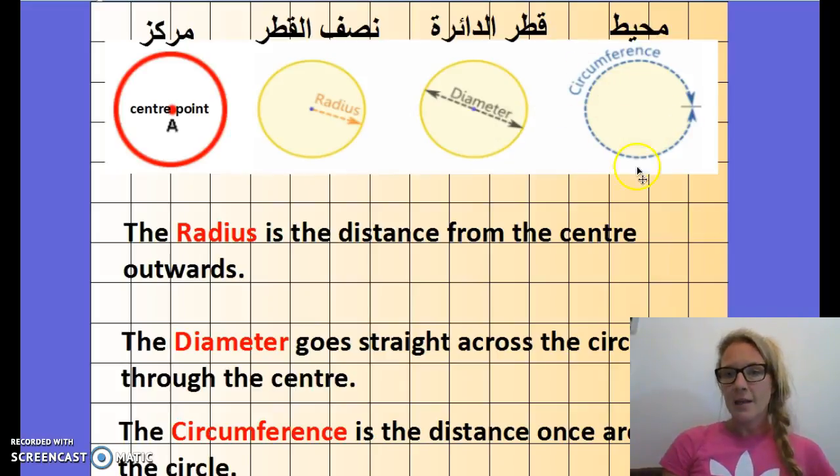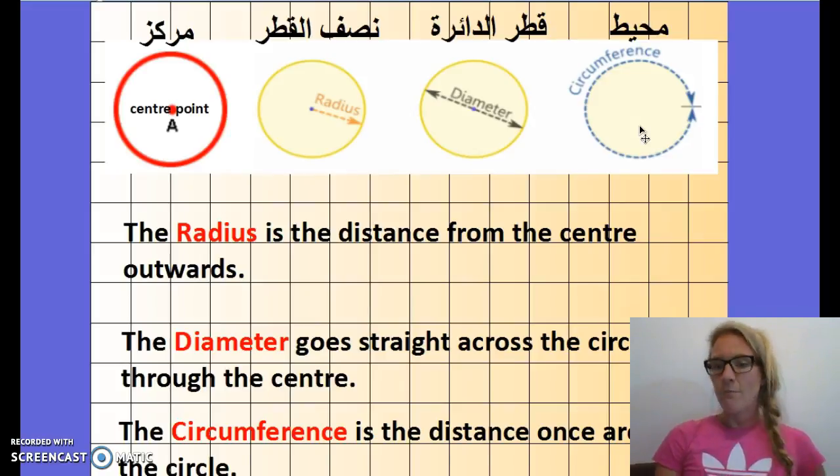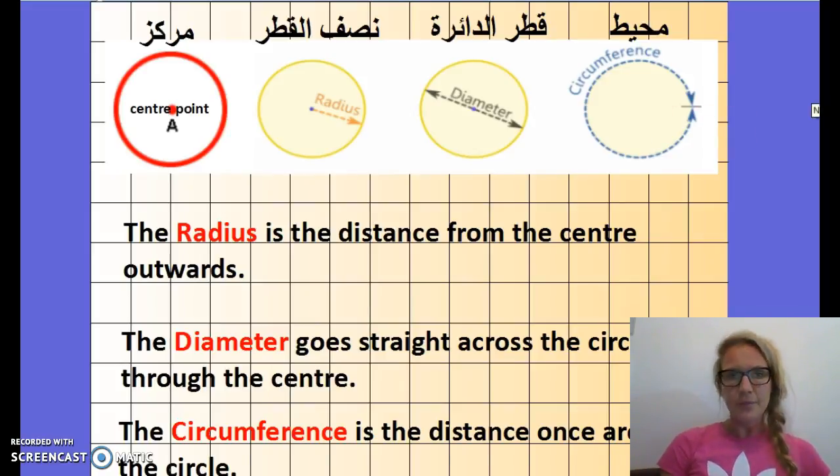And finally, the last circle shows the circumference. The circumference is the distance once around the circle. So you can see here, it's all the way around the edge of the circle, and that is called the circumference. So there's 4 new words for you there that we will be looking into in more detail on Monday in your maths lesson.